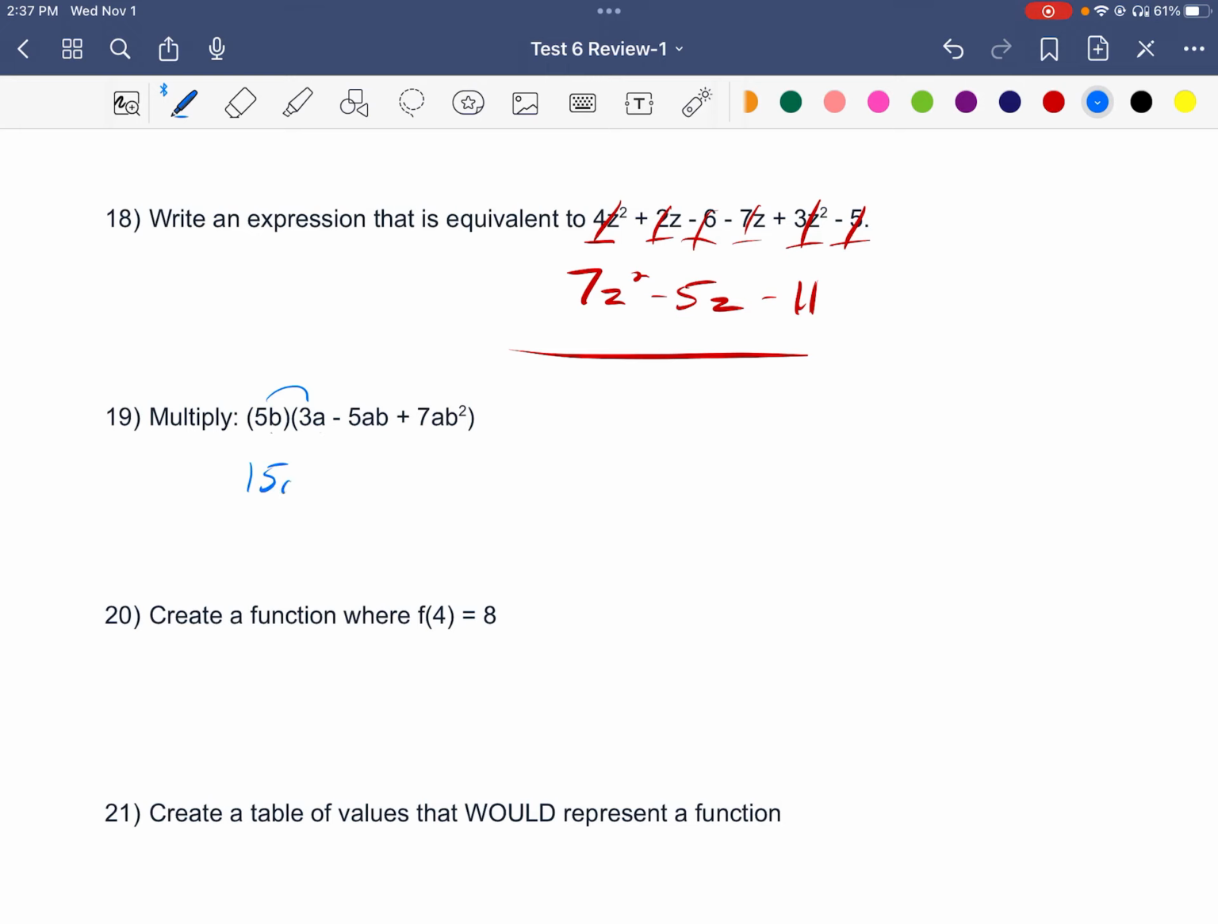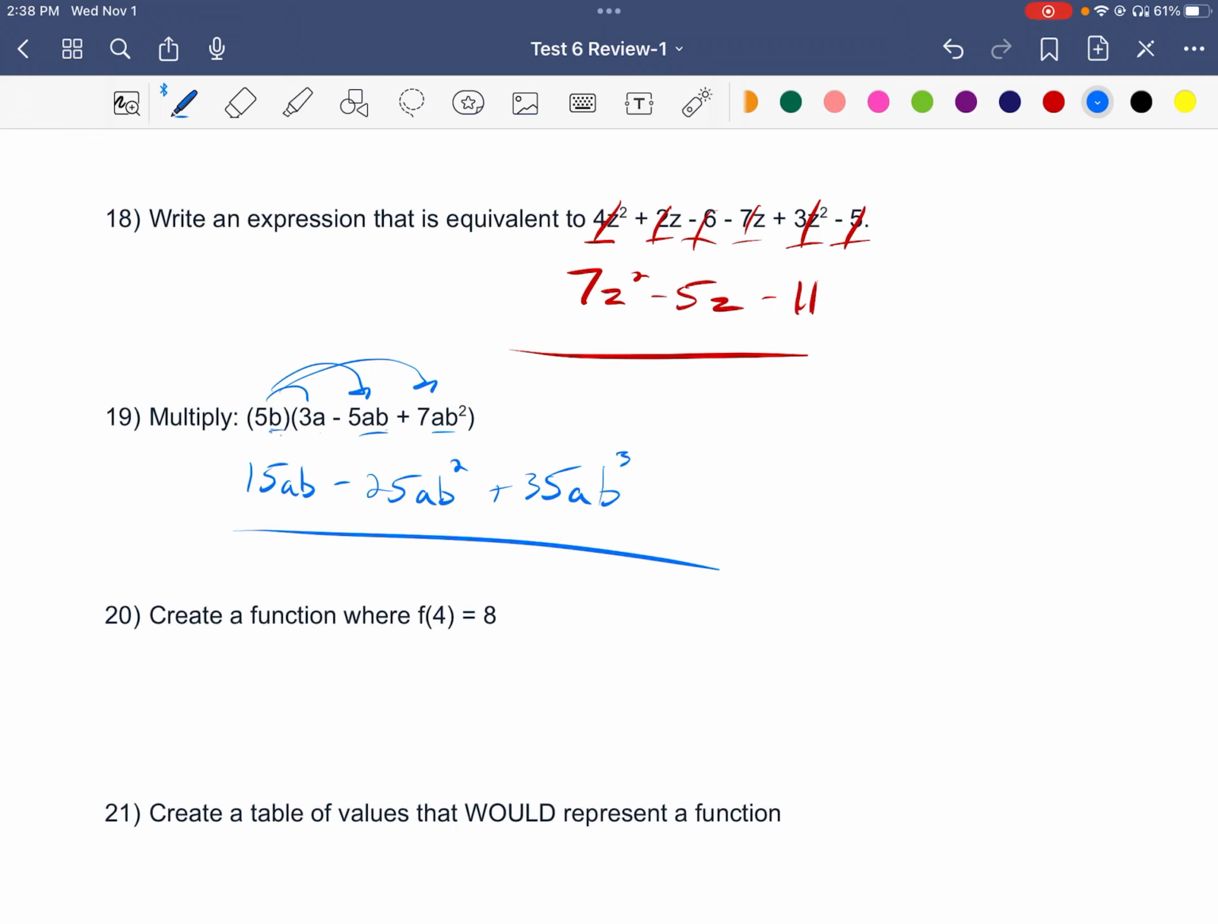All right, 5 times negative 5 would be negative 25. B times AB. Again, I'm going to put it in alphabetical order. So I'm multiplying an A, I'm also multiplying a B times a B. So it would be B squared. And the third one, 5 times 7 would be 35. And then here, B times AB. Again, I'm multiplying an A and then a B times a B squared. Add those exponents together and you get B to the third. No like terms, nothing to combine, that's it.